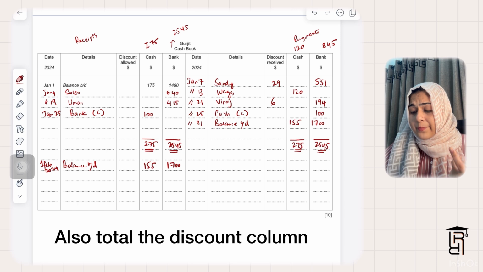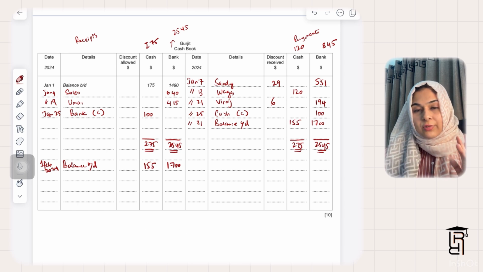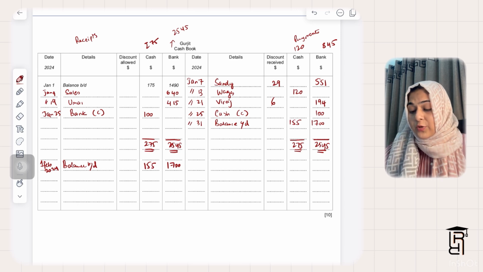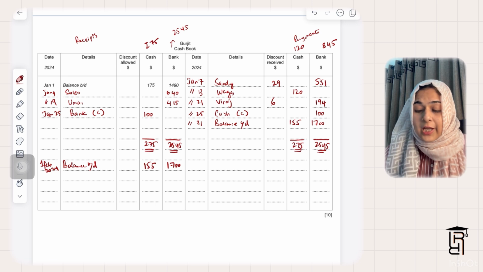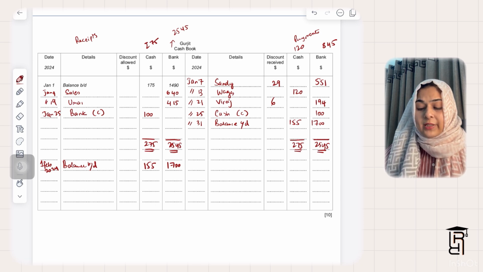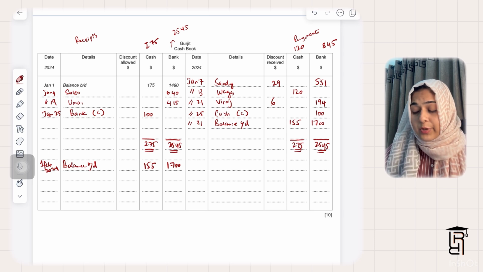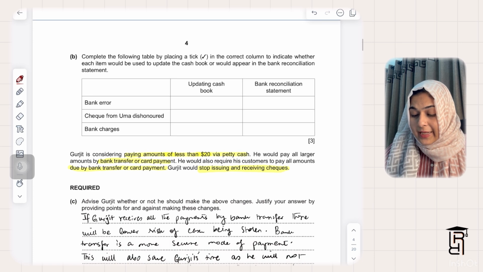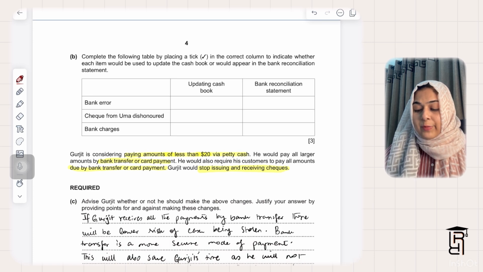This is pretty easy. You can still manage to get full marks in the cash book because it's the simplest question. Also, this is an often repeated question. If you look at the exam past papers, you will often find 3-column cash books as question number 1. The next part here says complete the following table by placing a tick in the correct column to indicate whether each item would be used to update the cash book or would appear in the bank reconciliation statement.